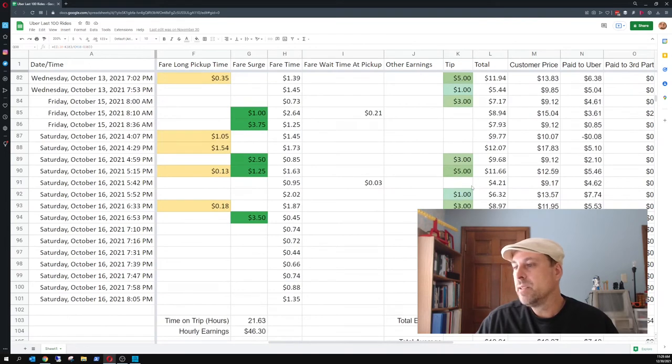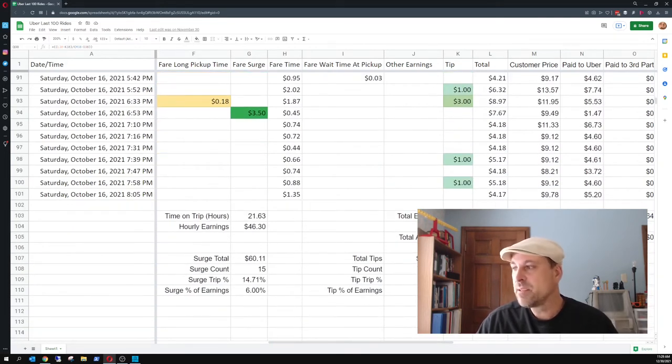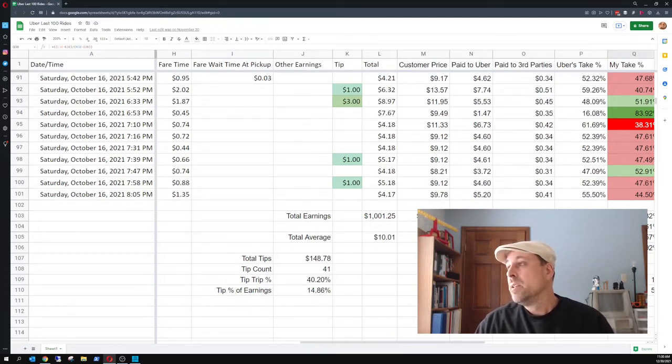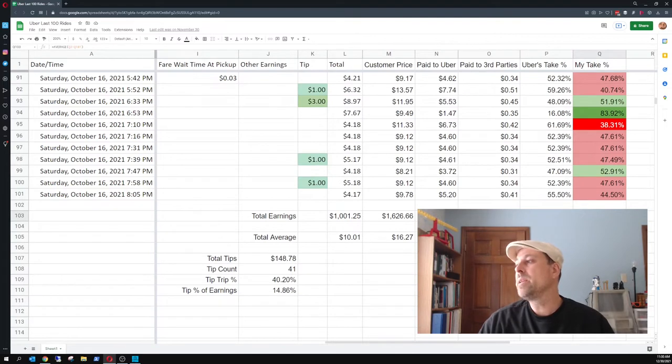Let's look at a few more total stats. So the total earnings on 100 trips was $1,000. I averaged $10.01 per trip, and the customers on average paid $16.29. So they paid $1,626.66 to Uber. Uber took $700 of that, and $64 of that went to third parties. So I kept 53% of what was earned.